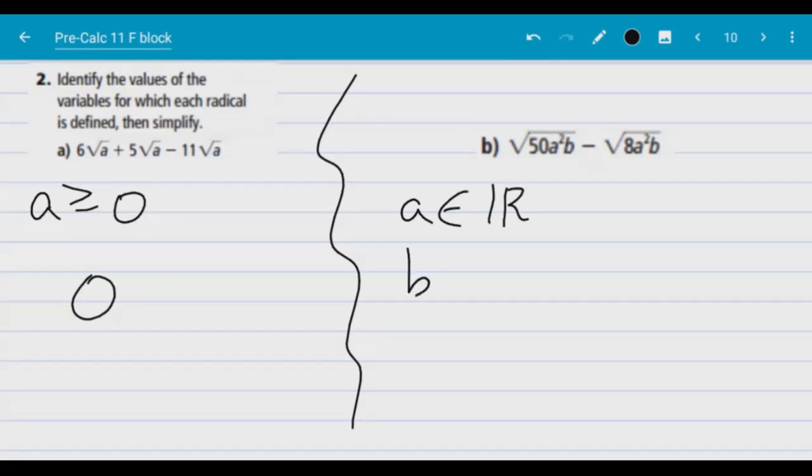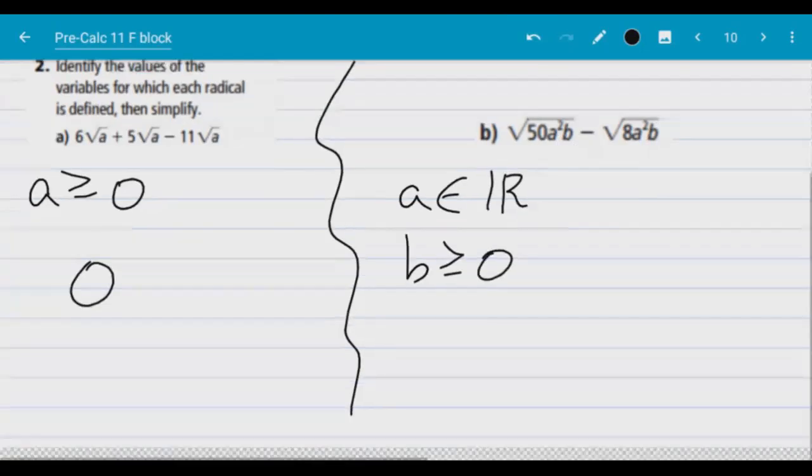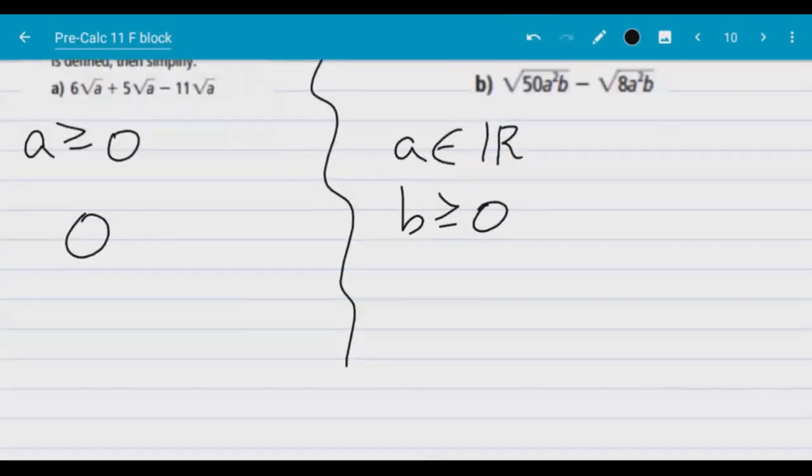Well, for b, since you have a square root of b in here and b in here, b has to be greater than or equal to 0. We good? All right. So now let's put them all together: root of 50a squared b minus root of 8a squared b.